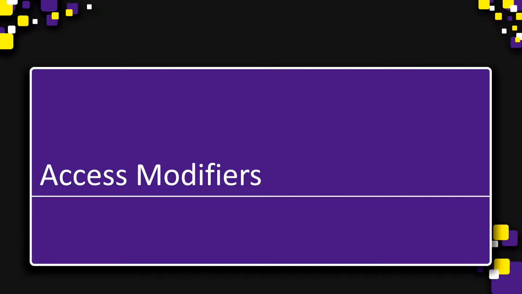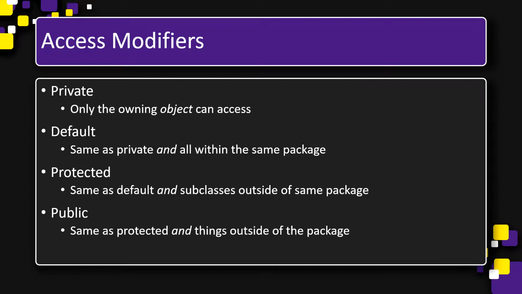Now, access modifiers. We talked about this a little bit before. You probably are familiar with them in C++, but let's talk a little bit about what access modifiers we have. So first, we have private. Only the owning object can access a private data field or method. So we can put access modifiers on either data fields or methods. And we have default, which is the same as private, so it has all the things of private, but in addition to that, it also has anything within the same package can access it.